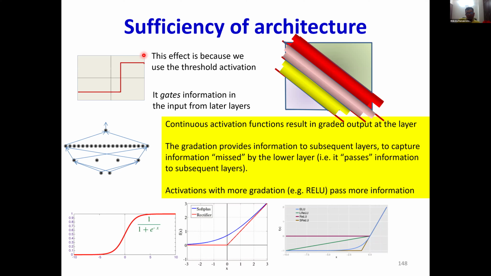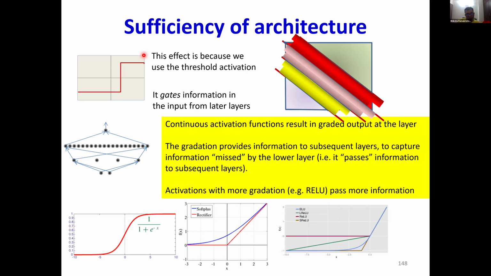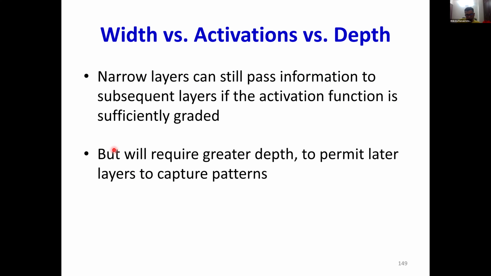Right? And so narrow layers can still pass information to subsequent layers if the activation function is sufficiently graded. But in order to compensate for not capturing the boundaries over here, you're going to have to make the network deeper and have more neurons downstream to capture the patterns, right?